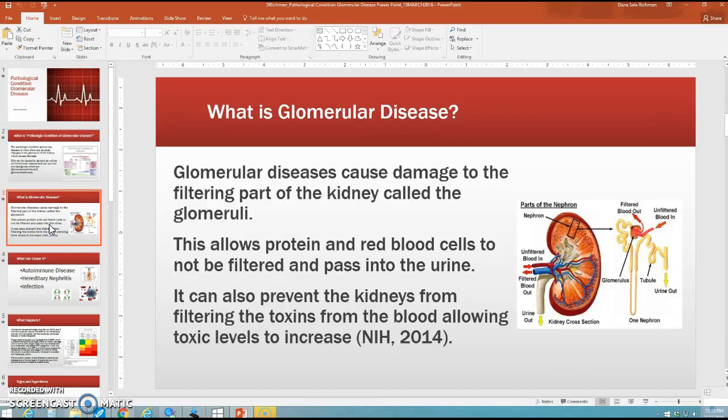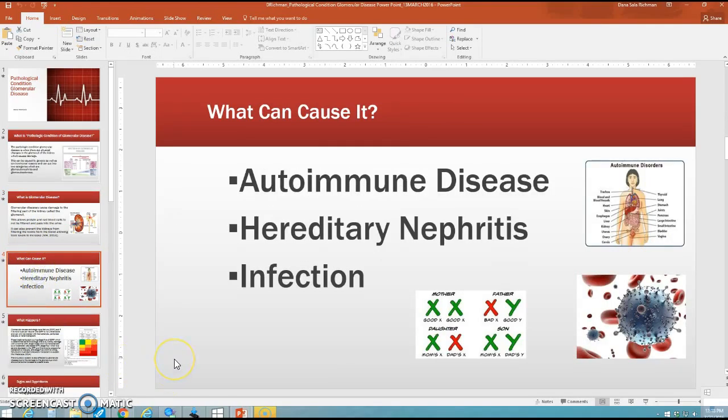What is glomerular disease? Well, it's a disease caused by damage to the filtering part of the kidney called the glomeruli. This allows protein and red blood cells to not be filtered and pass into the urine. It can also prevent the kidneys from filtering toxins from the blood, allowing toxic levels to increase. It can be caused by autoimmune disease, hereditary nephritis, and infection.